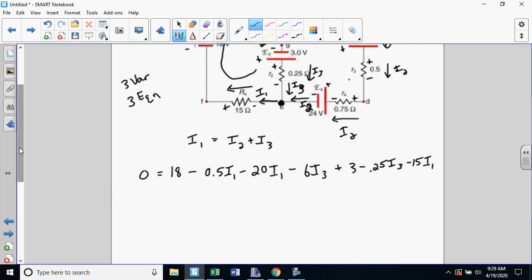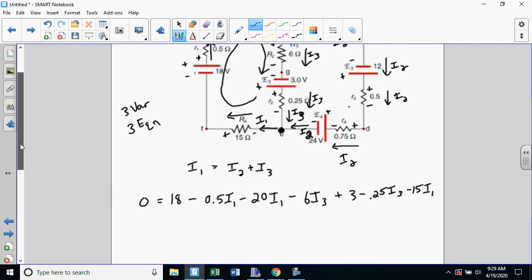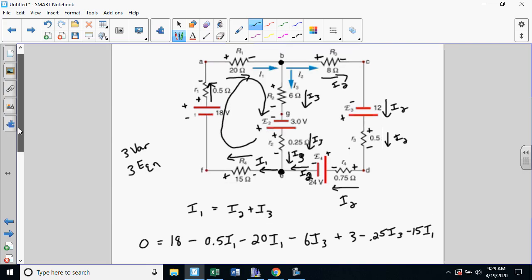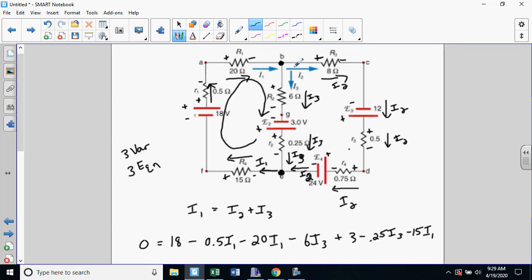Okay, I've got one more loop that I need to do in order to get my 3 equations. So I look at this loop and I see that I2 and I3 diverged here. They went in opposite directions at the junction. So really a choice of clockwise or counterclockwise doesn't really matter here. Neither is the obvious choice.